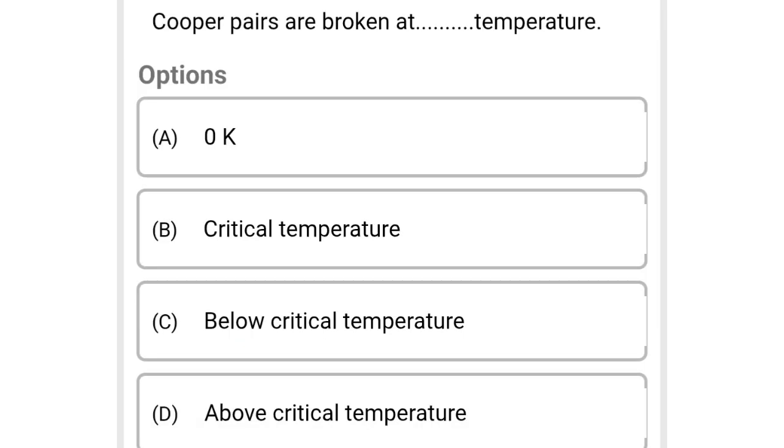Next question, Cooper pairs are broken at dash temperature. Option A 0 Kelvin, option B critical temperature, option C below critical temperature, option D above critical temperature. The correct answer is option B critical temperature.